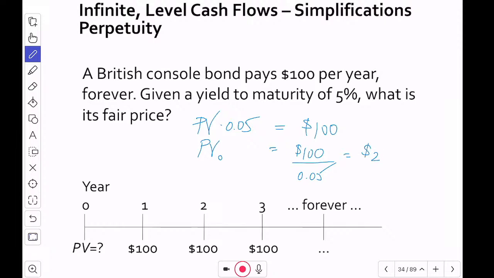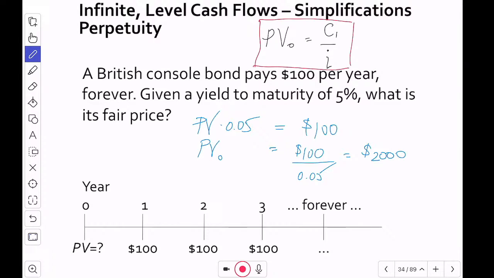So you get $2,000. This helps us understand the general formula for a perpetuity, which is going to be the payment that's received in the first period that continues forever, over the discount rate, or the yield to maturity, as we call it for a bond. Now, this is the formula provided certain conditions apply.